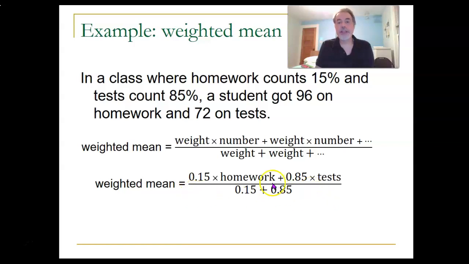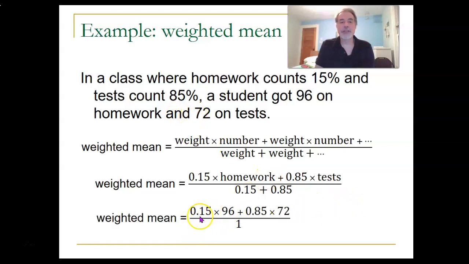So if we put in the actual homework score of 96 and test score of 72, here's what it looks like. We got to take 0.15 times 96 plus 0.85 times 72, and then we got to divide that by 1, although dividing by 1 doesn't change anything. So when your weights add up to 1 or 100%, like they sometimes do, then you're not really dividing by anything. You're just dividing by 1.